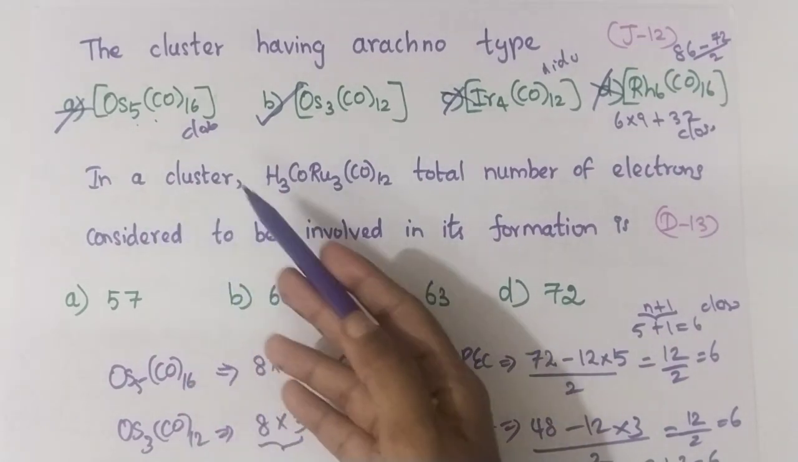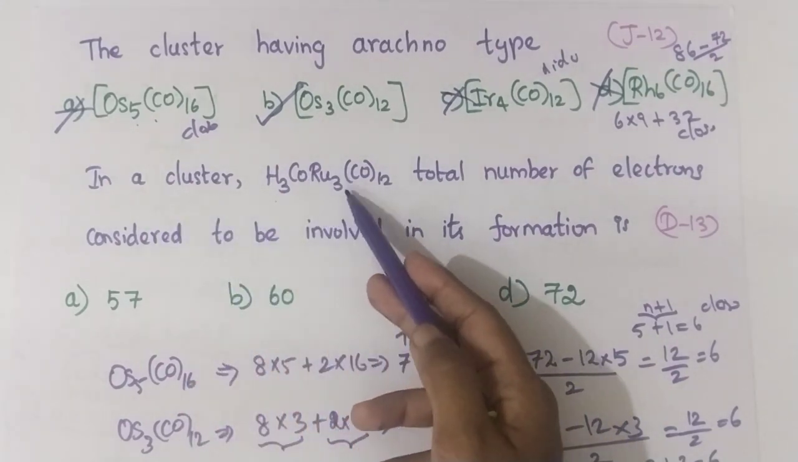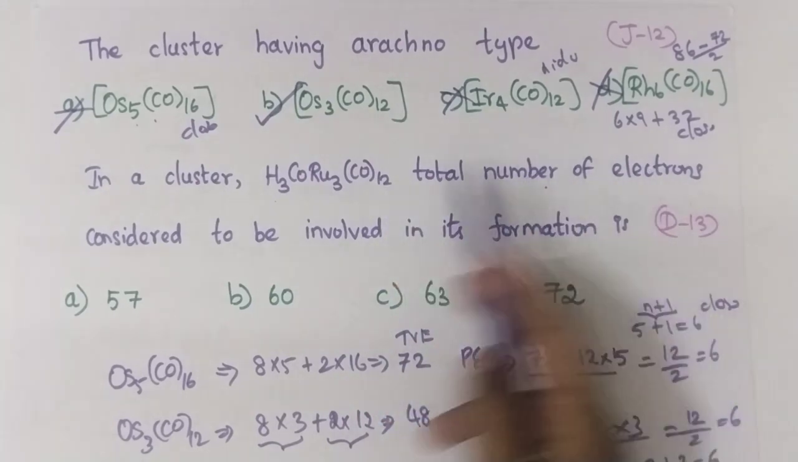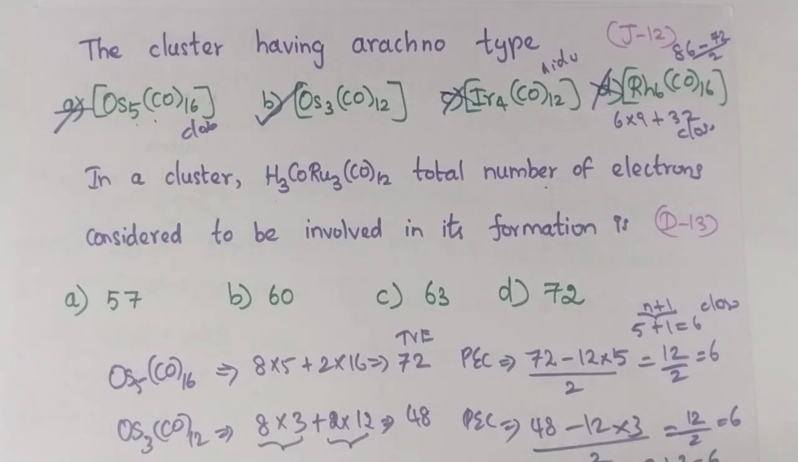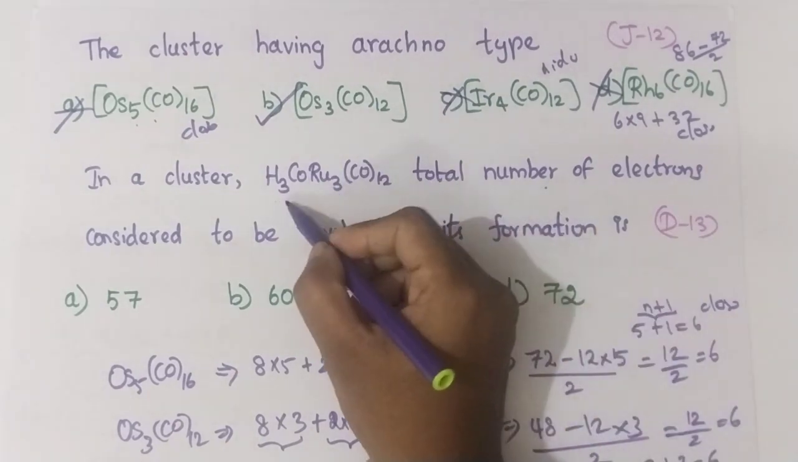See the second question: in a cluster H3CoRu3(CO)12, the total number of electrons considered to be involved in the formation is? So they are asking only for the total number of electrons. No need to find out the structure and all. You can just find out the number of valence electrons. This is a very simple one.